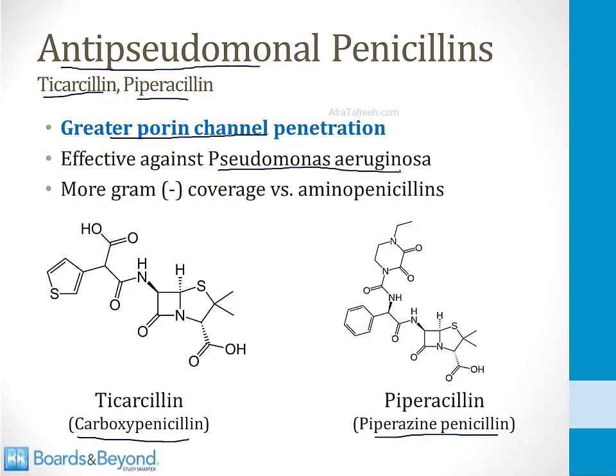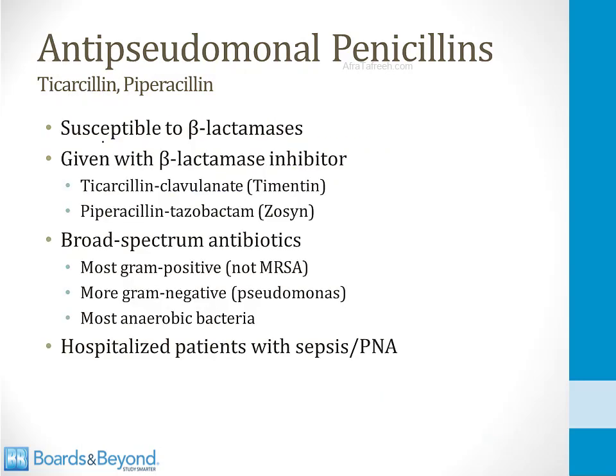In general, because of their porin channel penetration, they have more gram-negative coverage compared to the aminopenicillins. Even though these drugs have significant porin channel penetration, they remain susceptible to beta-lactamases. As I told you before, all penicillins are highly susceptible to beta-lactamase enzymes. The only exception to that rule are the anti-staphylococcal drugs, and those drugs can only resist the staph penicillinase. So because these drugs are able to penetrate lots of gram-negative bacteria, but they are susceptible to beta-lactamases, they're often given together with a beta-lactamase inhibitor.